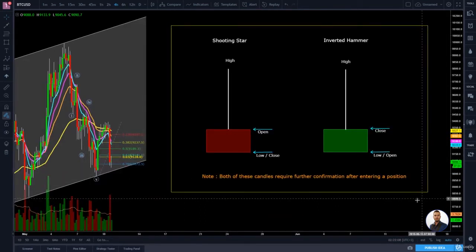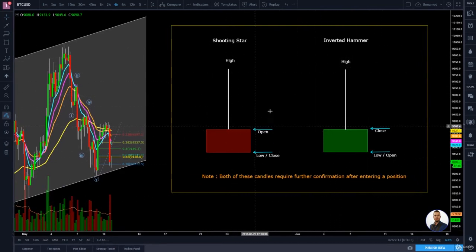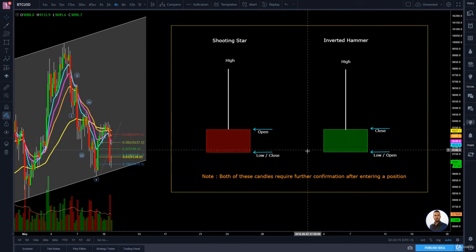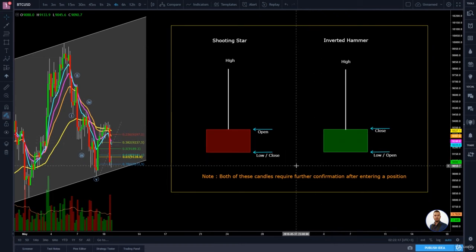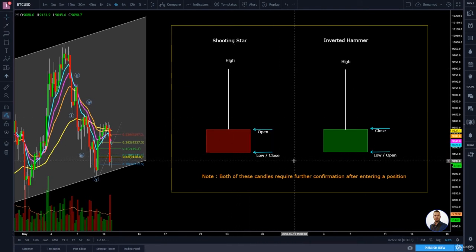The next two candles are the inverted hammer and the shooting star. Both of them look exactly alike but have different implications based on previous price action. Both candles have small real bodies, green or red, long upper wicks and small or non-existent lower wicks. These candles can mark potential trend reversals but require confirmation before entering a position.